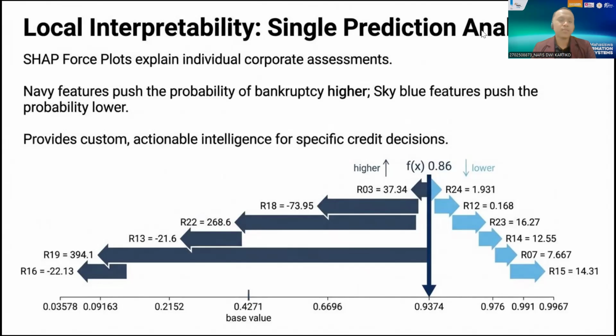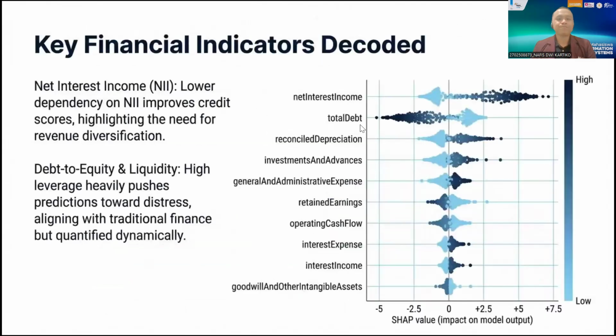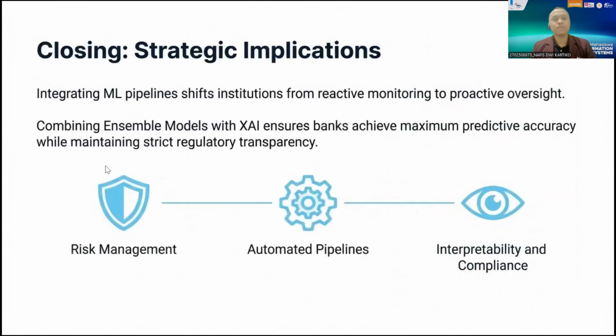The SHAP force plot explains the individual corporate assessment: the navy figures push the probability of bankruptcy higher, and the sky blue figures push the probability lower. And this figure is reflected as the SHAP summary. It contains key financial indicators like net interest income, total debt, and so on. Why is net interest income so essential to predicting bankrupt companies? Lower dependency on net interest income improves the credit score, highlighting the need for revenue diversification.